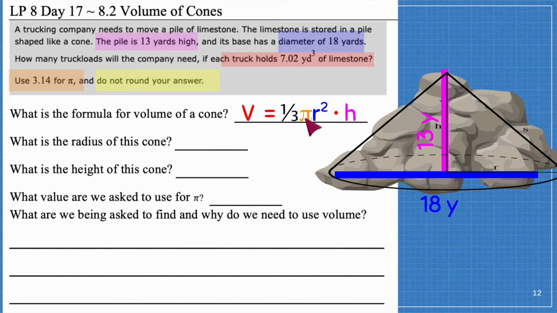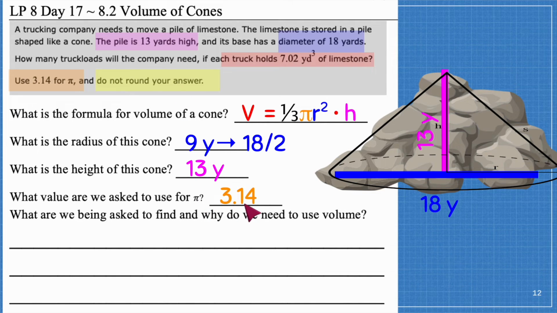All right, so what's the formula for the volume of a cone? Volume equals 1/3 pi r squared times h. R is our radius, h is our height, and pi, they're telling us to use 3.14. What's the radius of this cone? It'll only be 9, because the diameter goes all the way across and the radius only goes halfway across. So we take the 18 and cut it in half. So we get 9. The height of the cone is 13 because they just gave us that straight away.